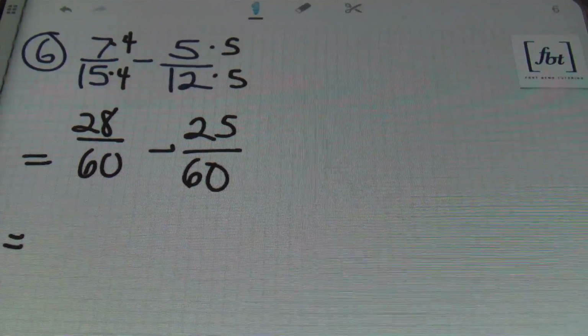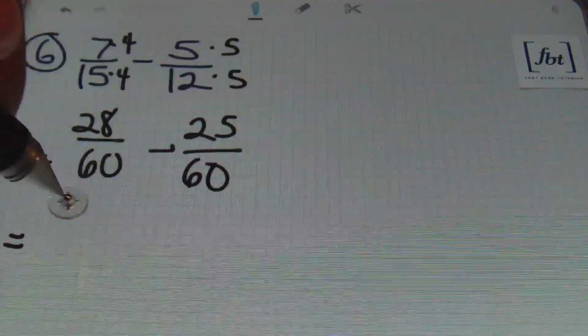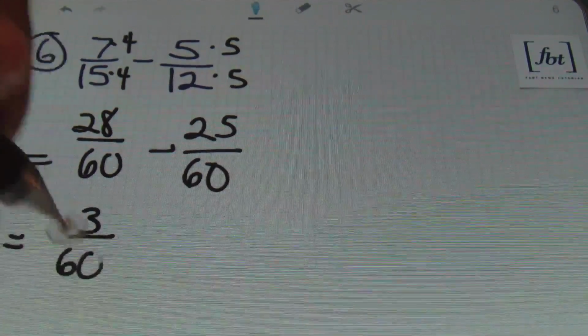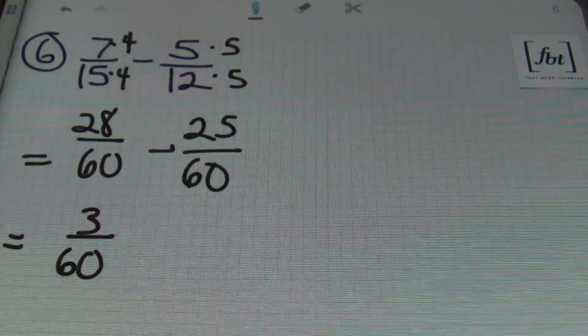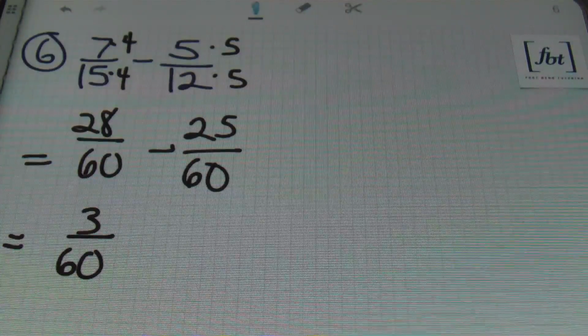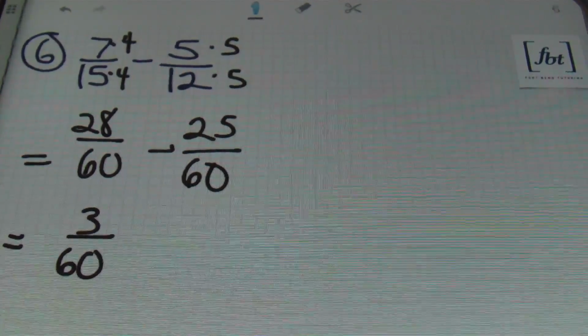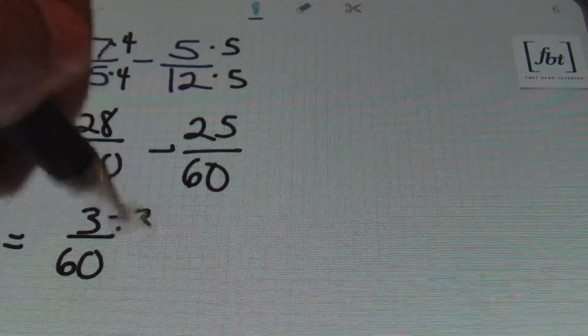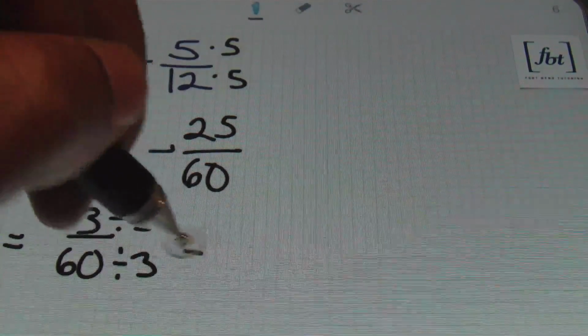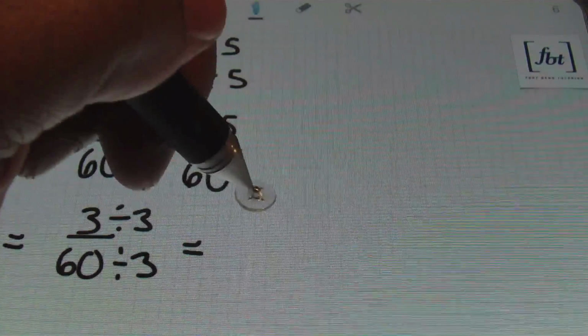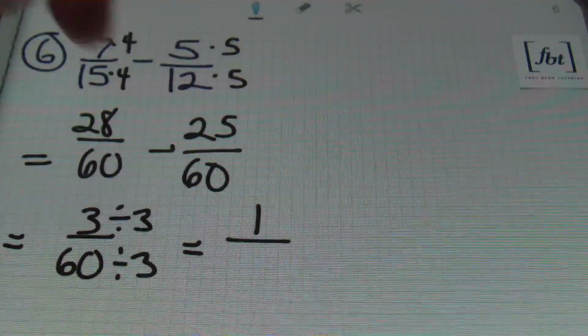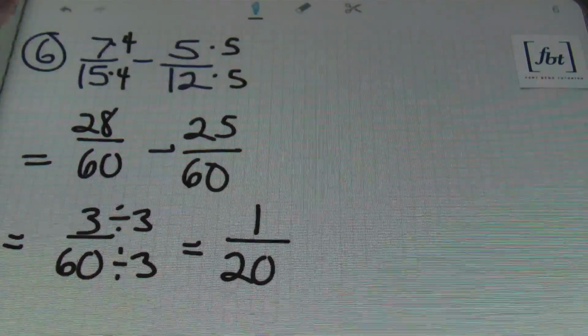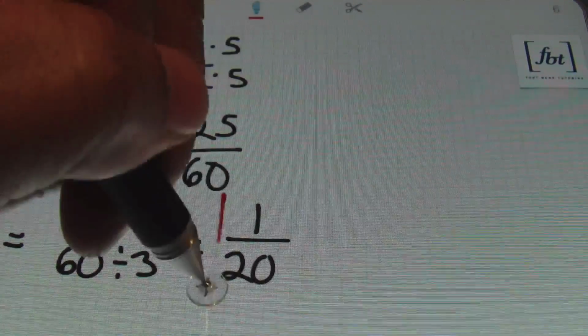Now, subtracting 28 minus 25 will give me 3 over 60. And it just so turns out that both 3 and 60 can be divided by 3. That means I can simplify my result. So dividing the numerator by 3 and the denominator by 3, I end up with 3 divided by 3 is 1, and 60 divided by 3 gives me 20, so my answer is 1/20.